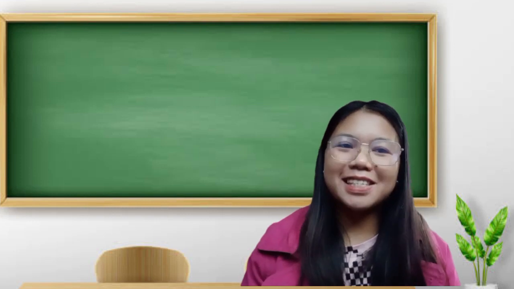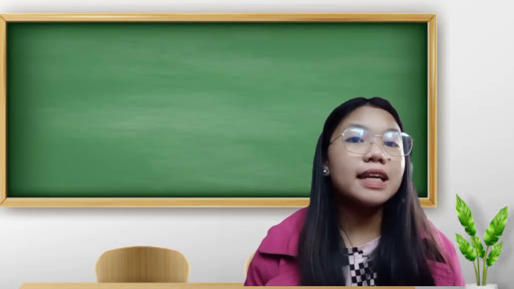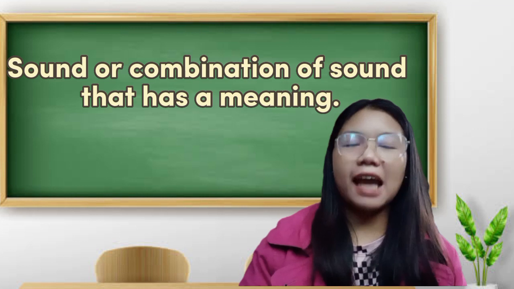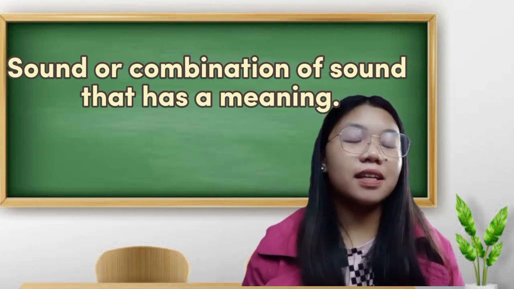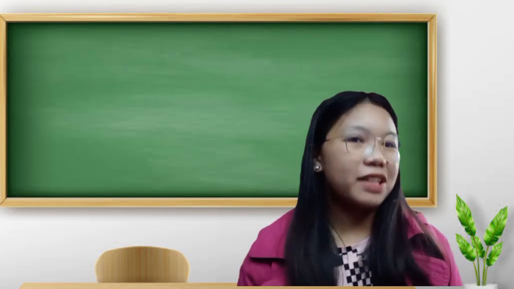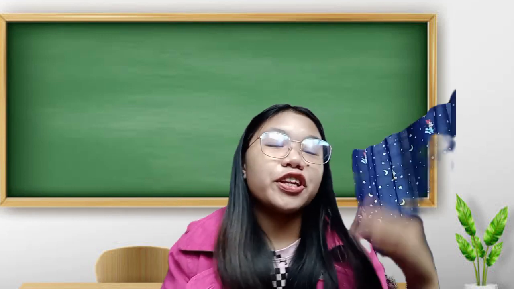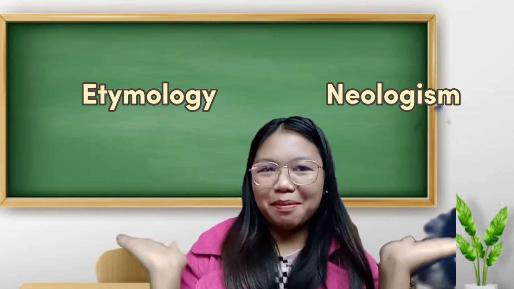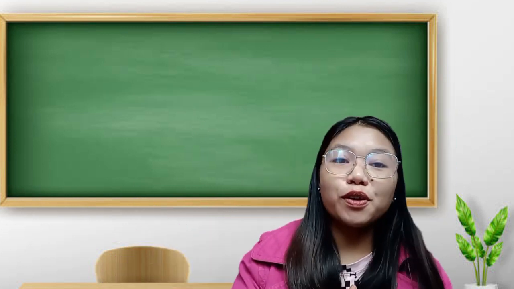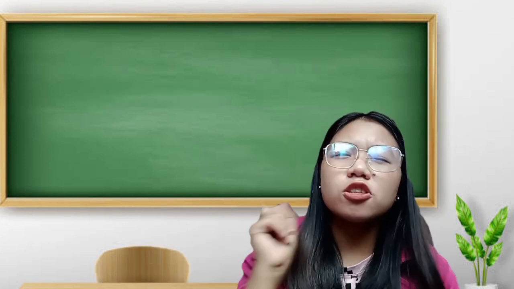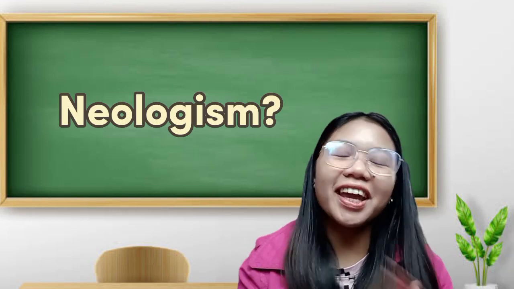Another definition says that a word is a sound or a combination of sounds that has a meaning and it is spoken or written. So there are two types of word. It is neologism and etymology. Now let's first define what is neologism. Do you have any idea?